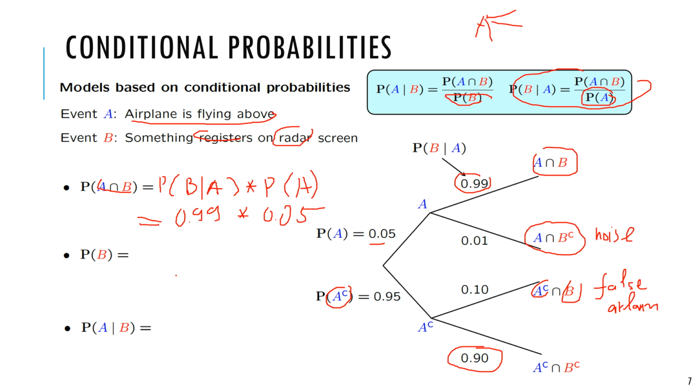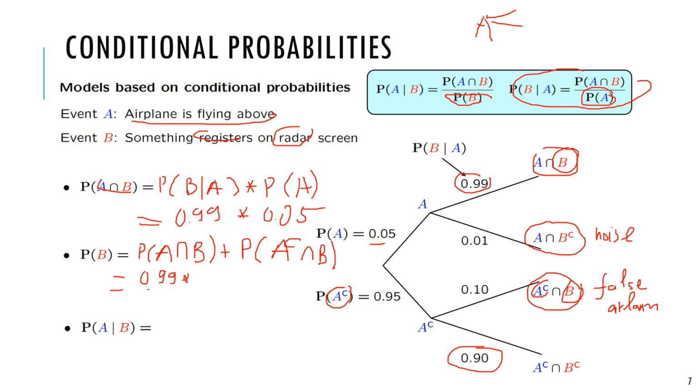We have the probability of B, so consider the leaf on the tree. Here we have B here and B here. It means that P(B) equals P(A intersect B) plus P(A complement intersect B). This comes from the definition of the set probability in previous lessons.